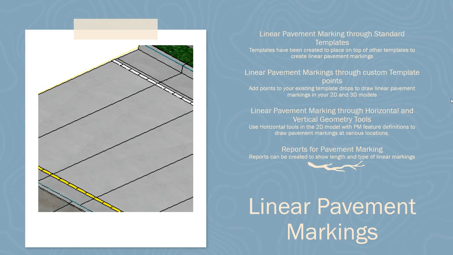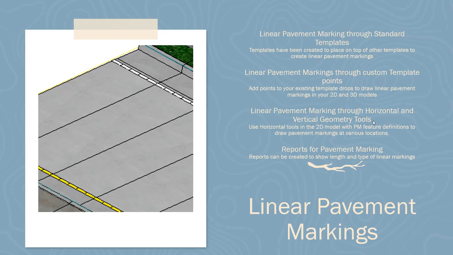Linear pavement markings through custom template points. You can add points to your existing templates and your template drops to draw linear pavement markings in your 2D and 3D models. Another option is linear pavement marking through horizontal and vertical geometry tools. So use your horizontal tools and your 2D model with pavement marking feature definitions to draw pavement markings at various locations. If you have a vertical alignment applied to it, you can have it draw on top of your corridor.